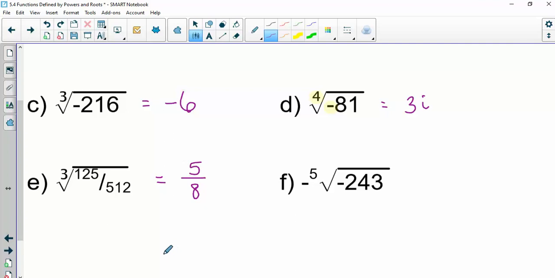Alright. F. A negative fifth root of negative 243. So we have a negative on the outside. The fifth root of negative 243 is negative 3, and two negatives would make a positive 3. Okay.